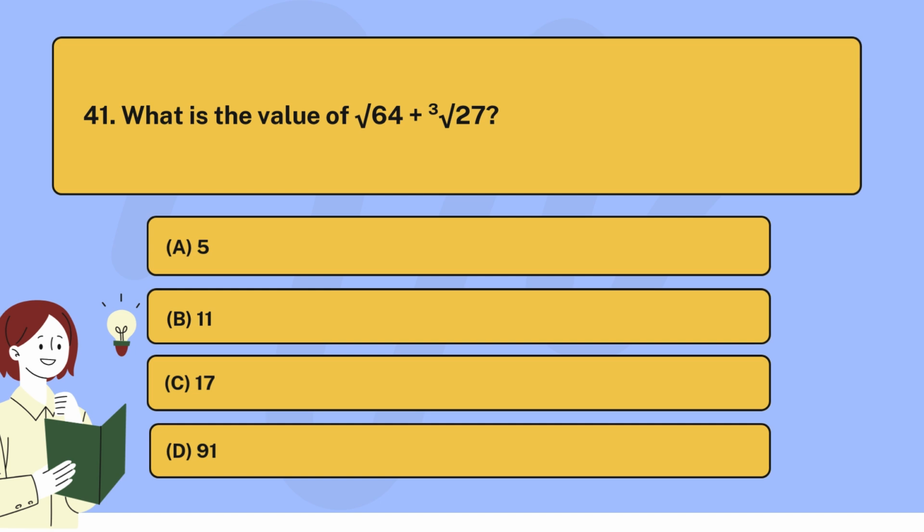Question 41. What is the value of the square root of 64 plus the cube root of 27? A, 5. B, 11. C, 17. D, 91.